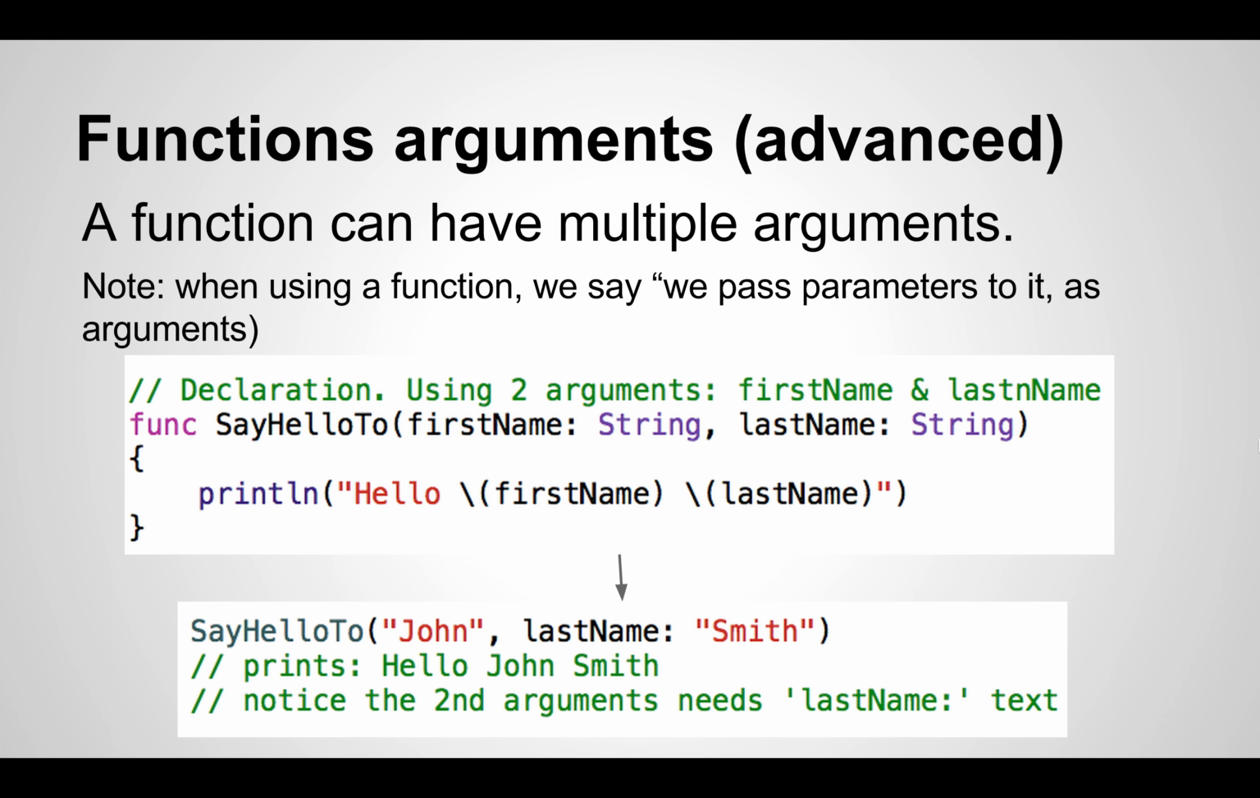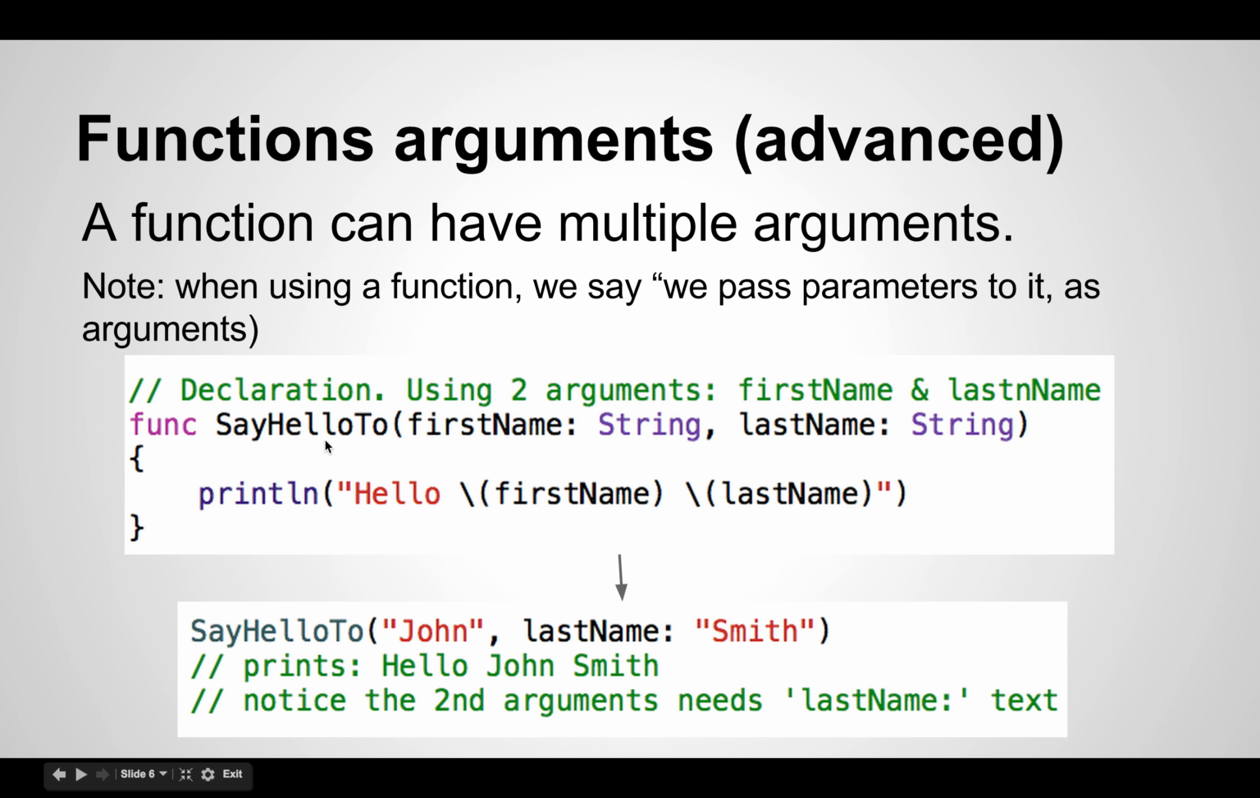Okay, so a function can have multiple arguments. You can just basically keep adding them to your function. And note here, when you use a function, we pass parameters to it as arguments, okay? Now this is computer science jargon. Some of you want to know that, some of you don't really care that much as long as you get things done, but know that we pass parameters to it. So some people use both words, parameters or arguments, but know that that's what they mean. Parameters and arguments usually mean pretty much the same thing to people, okay?